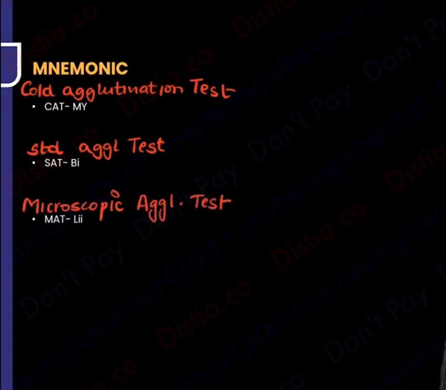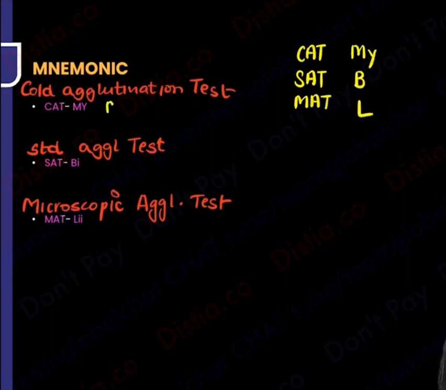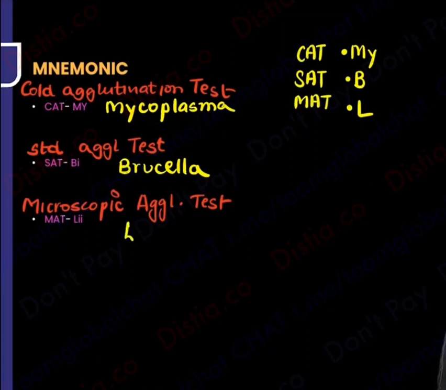So simple. CAT sat on a mat. That is how I have learnt it. Why? CAT sat on a mat. Who is cat? Cat is my Billy, right? So you will say these are for organisms, my Billy. Every time you get this question in the paper, you will say cat sat on a mat, and that means you are talking about my Billy, the organisms. The cat is done for mycoplasma. Cold agglutination test is for mycoplasma. Standard agglutination test is done for brucella. And finally, the microscopic agglutination test is done for leptospira.